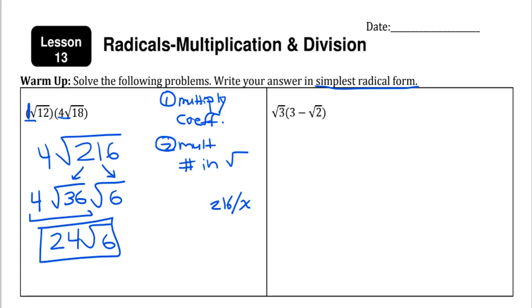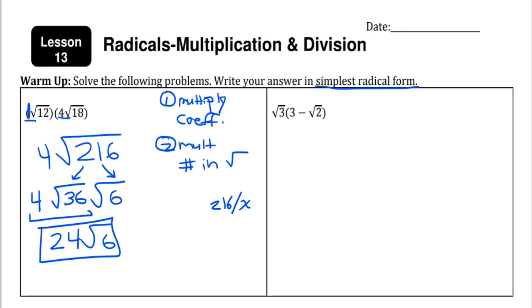And then one final check, I'm going to put the original problem in my calculator, radical 12 times 4 radical 18. And I get 58.78775383. 58 point something. And now I'm going to put my answer, 24 radical 6, in my calculator, and I get that same decimal, which means I did it right. Thumbs up for you.